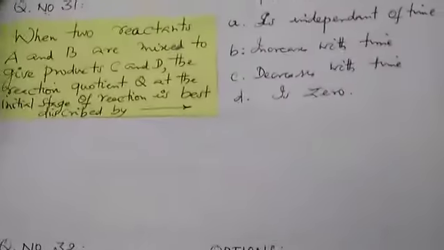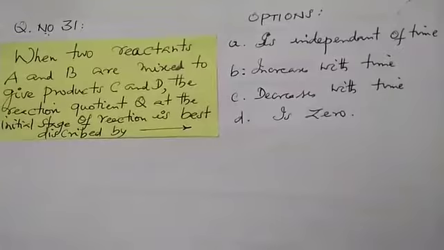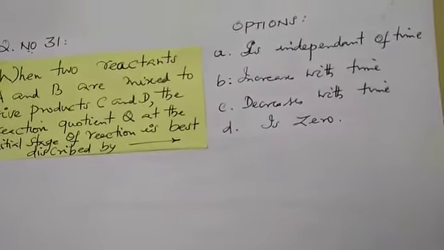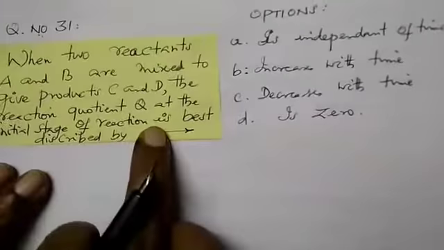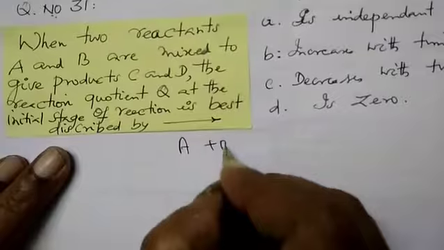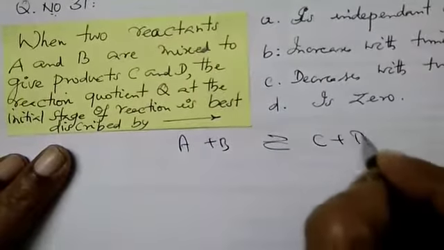With that I am going to the next question, question number 31. When two reactants A and B are mixed to give products C and D, the reaction quotient Q at the initial stage of the reaction is best described by which option? Now let us write it. It is very simple, just for understanding.